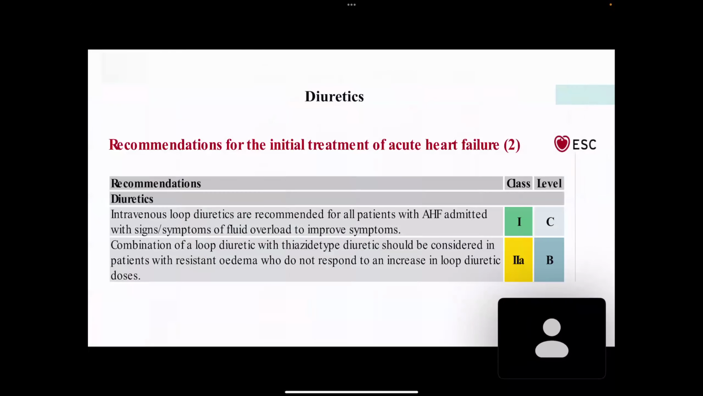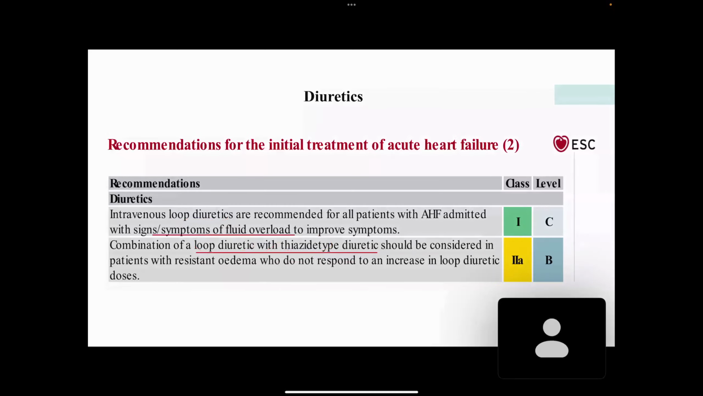Coming to the recommendation on diuretics. So intravenous loop diuretics are the first line of recommendation. That is your Lasix or furosemide. That is to relieve fluid overload symptoms. Suppose the patient is not responding to loop diuretics, you can always add a second diuretic, that is thiazide. But you have to be careful because the combination can result in complications like renal failure and electrolyte abnormalities.